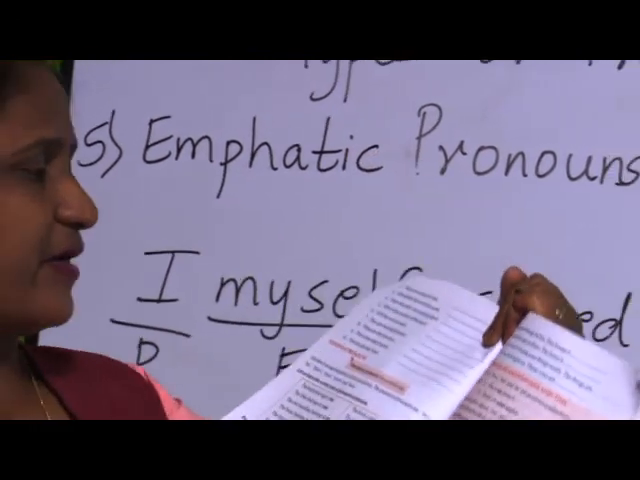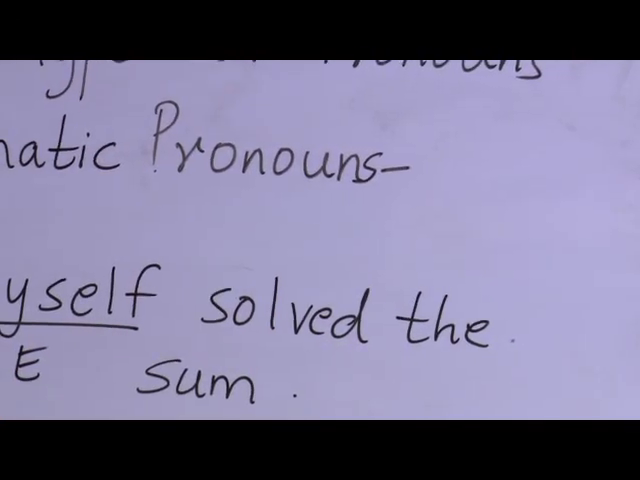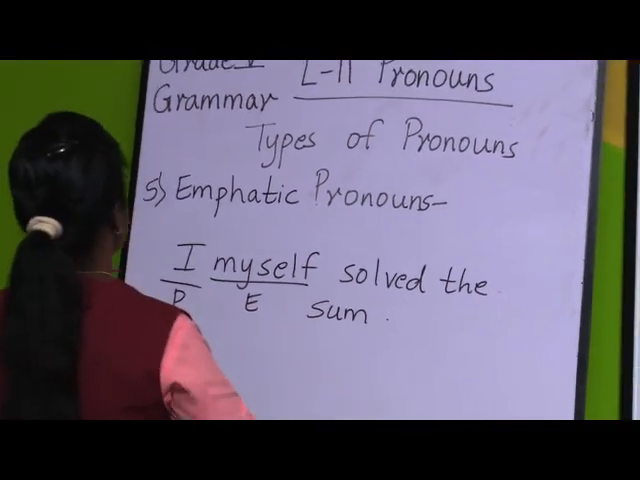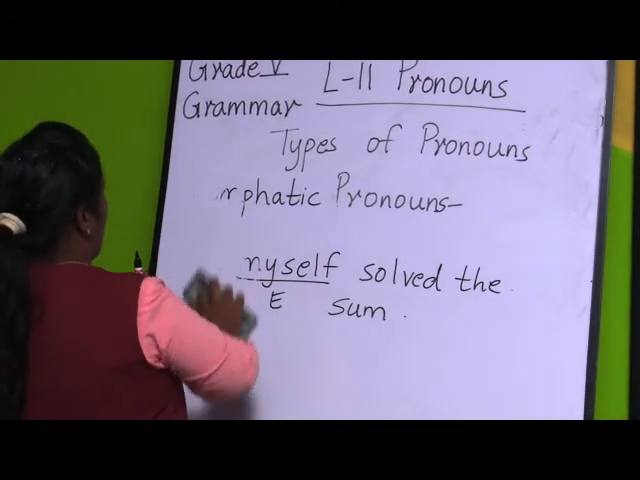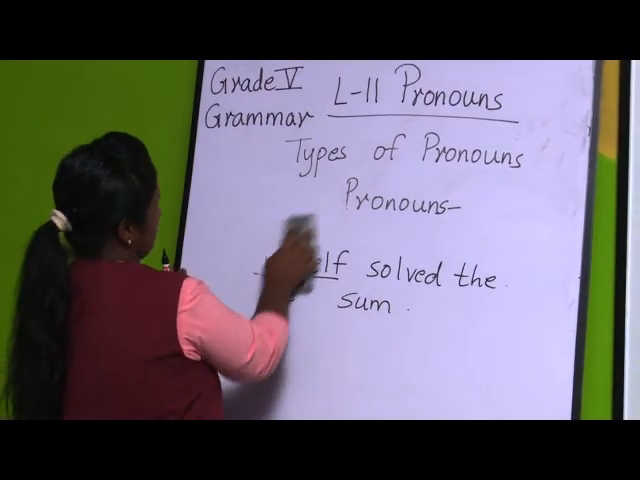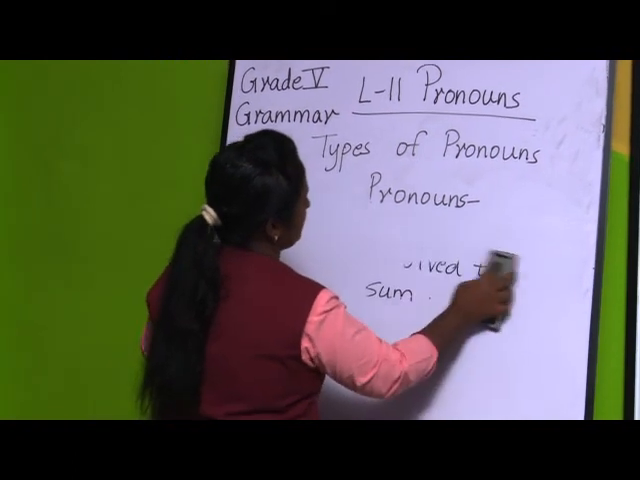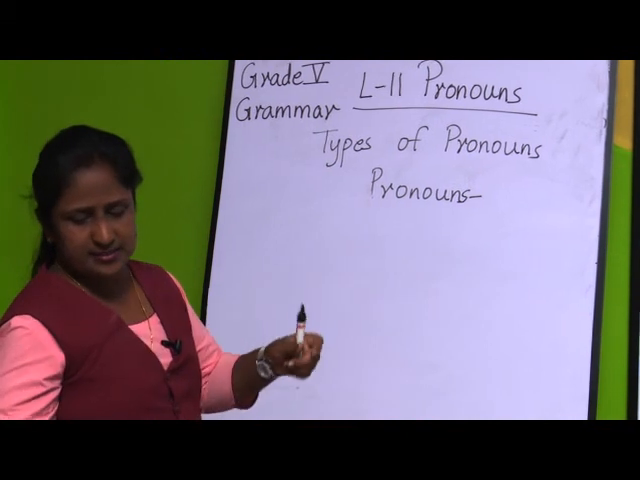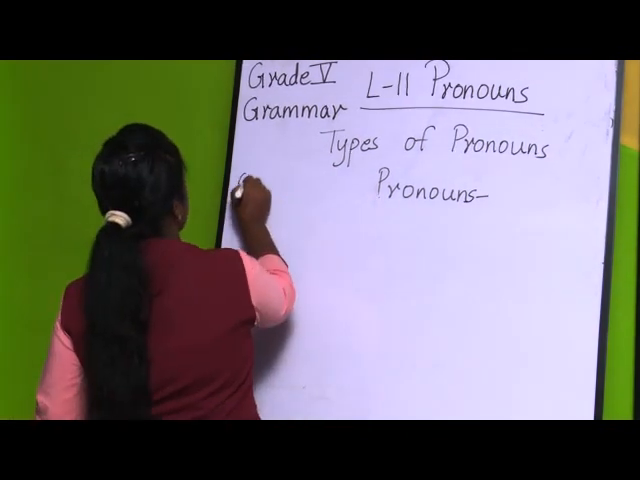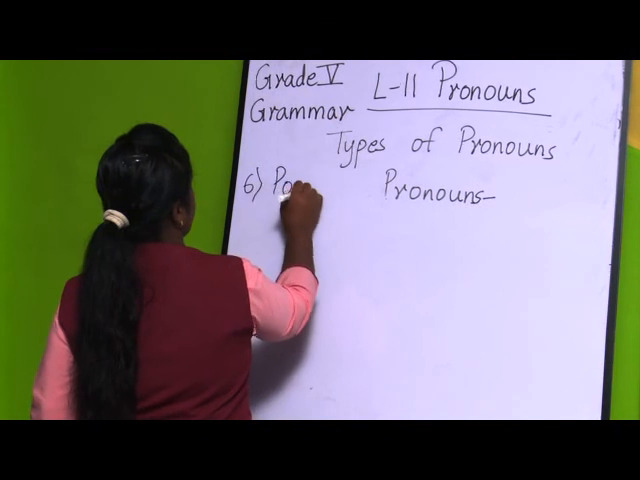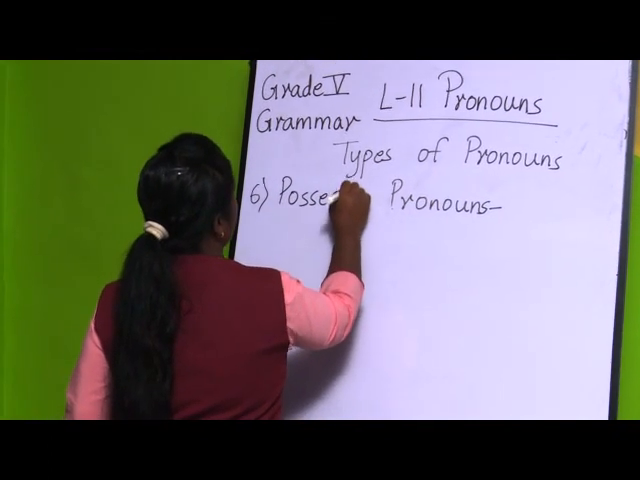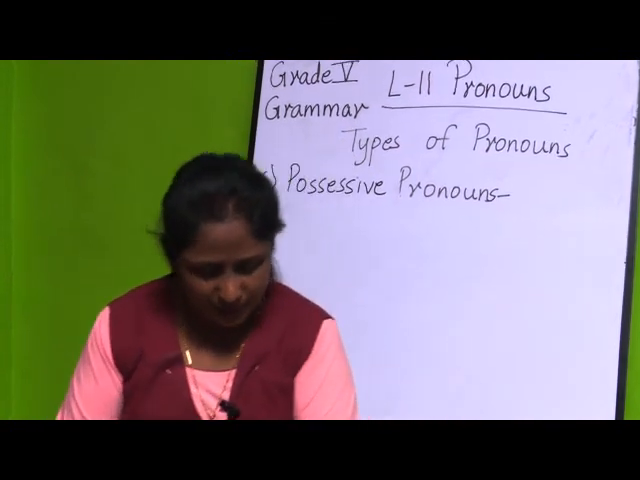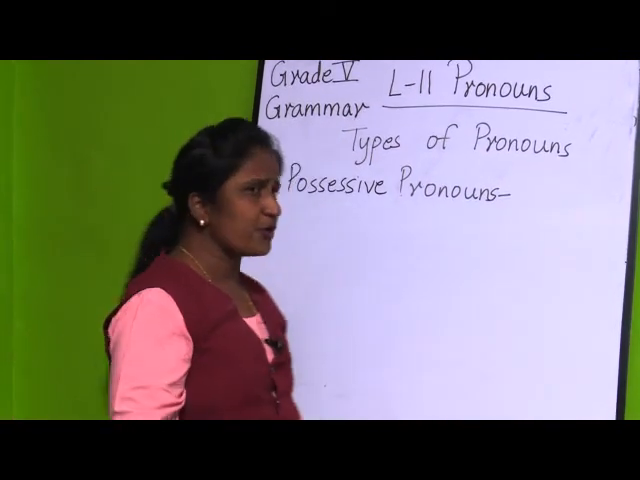Now the last one we are going to see is the possessive pronoun. I told you possessive pronoun means that which is your own, or you are the owner of that pronoun. So it is that which belongs to you, that is a possessive pronoun. So this is the last type of pronoun. It shows your ownership. For example, the book belongs to me.